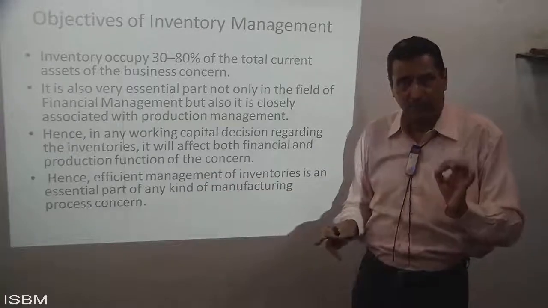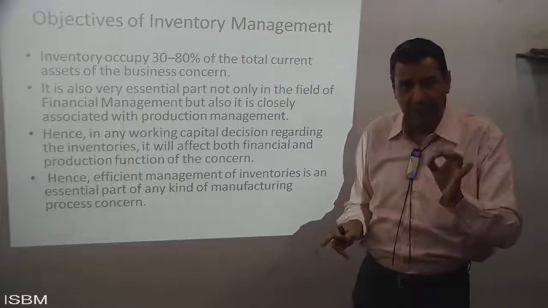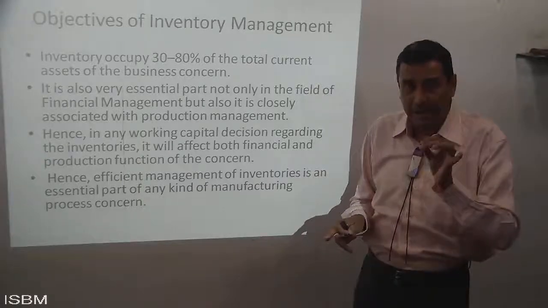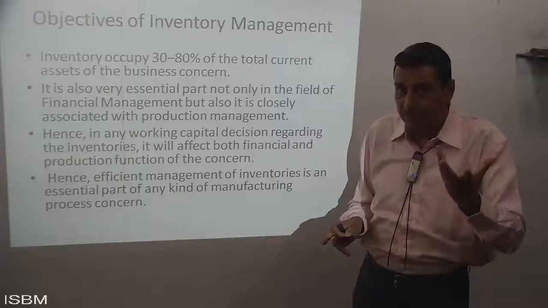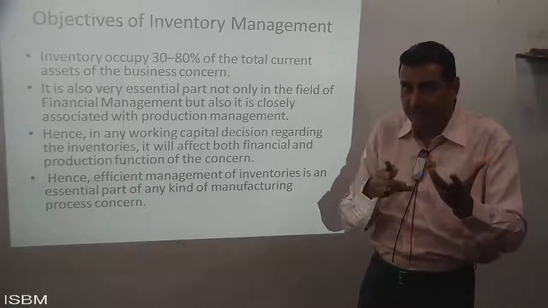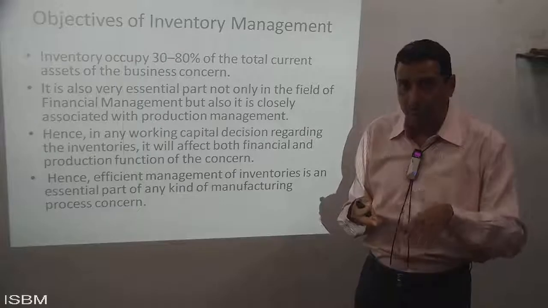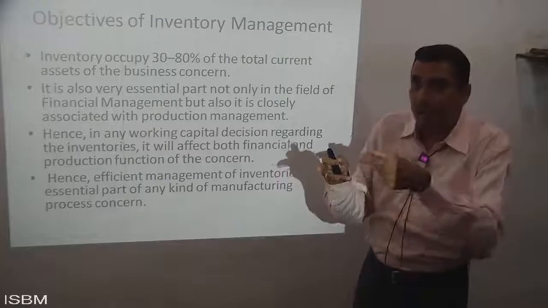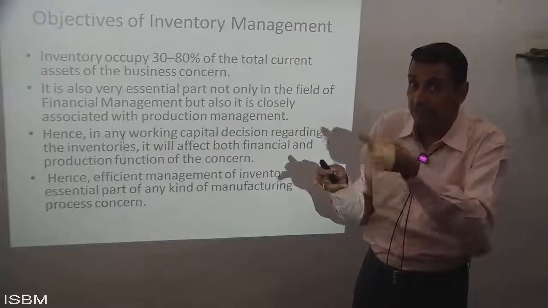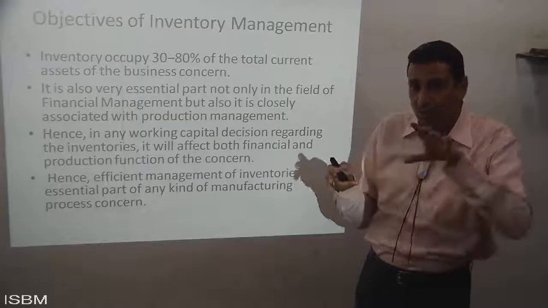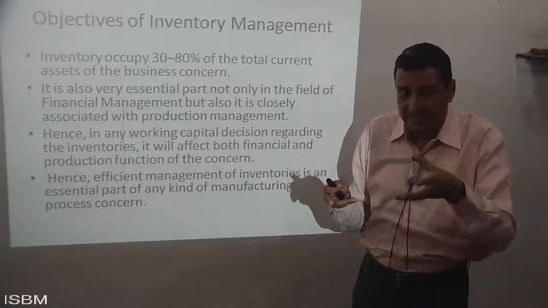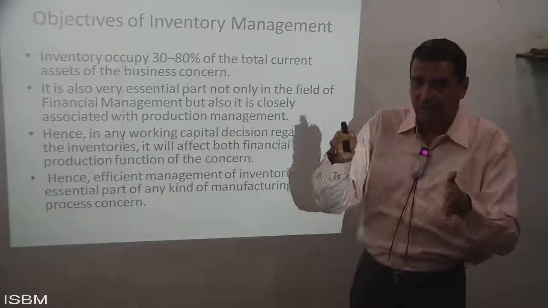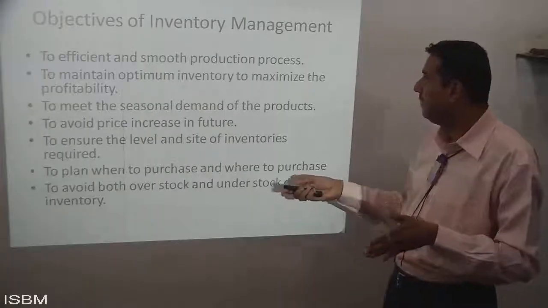The whole aspect of inventory management is how to manage the inventory at an optimum level, so that you should not end up either overstocking inventory, which will result in blocking of working capital, or understocking of inventory. Because if stockouts happen, your production will stop. Ultimately, you will not be able to produce the final product which is meant for sale to the final customers. So you have to optimize the level of inventory. In such a case, you are balancing both the finance part and also the production part.